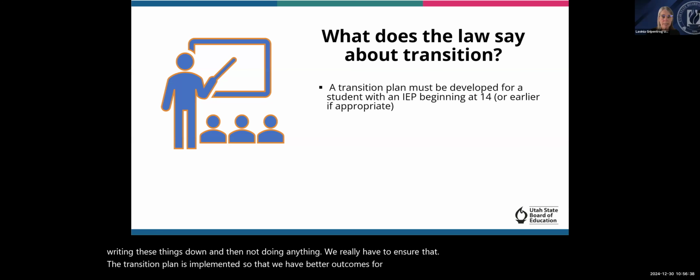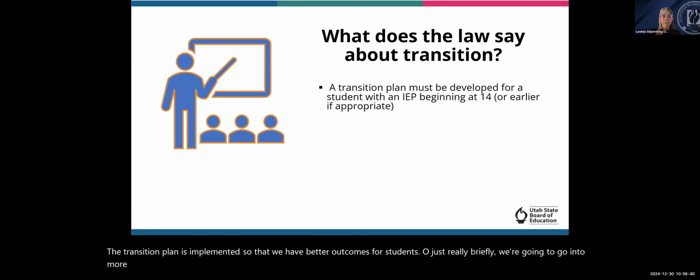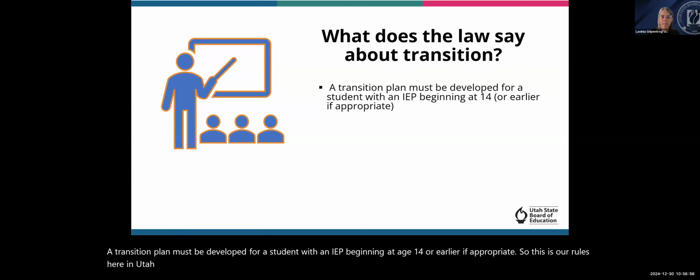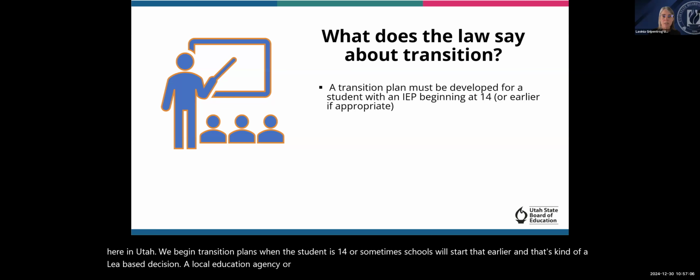So just really briefly, we're going to go into more depth around this, but just to be clear, a transition plan must be developed for a student with an IEP beginning at age 14 or earlier if appropriate. So this is our rules here in Utah. We begin transition plans when the student is 14, or sometimes schools will start that earlier, and that's kind of an LEA-based decision, a local education agency or district or charter school decision, or it's an IEP team decision to start that plan earlier. But in terms of compliance, it has to be starting at age 14.